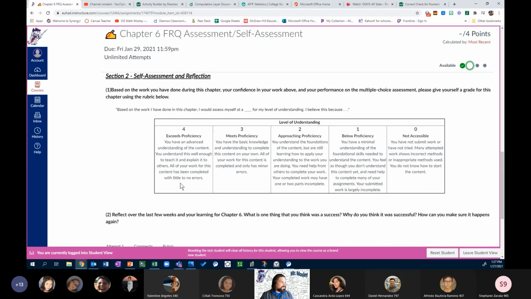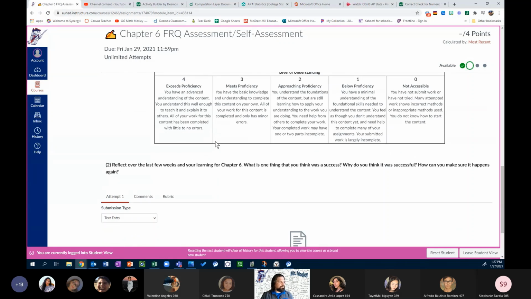Then we have our self-assessment and reflection. There's the pick your grade part. There's a little sentence starter here for you, and a reflection question. Your submission for this assignment should contain all of your work for both sections of the self-assessment, right? The free response questions and the self-assessment reflection.